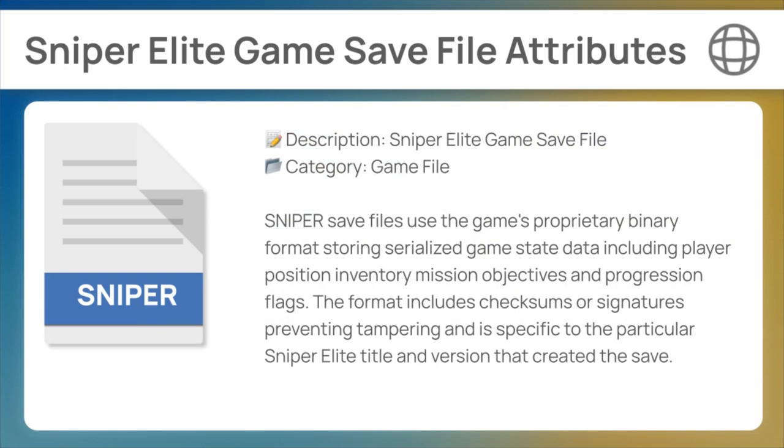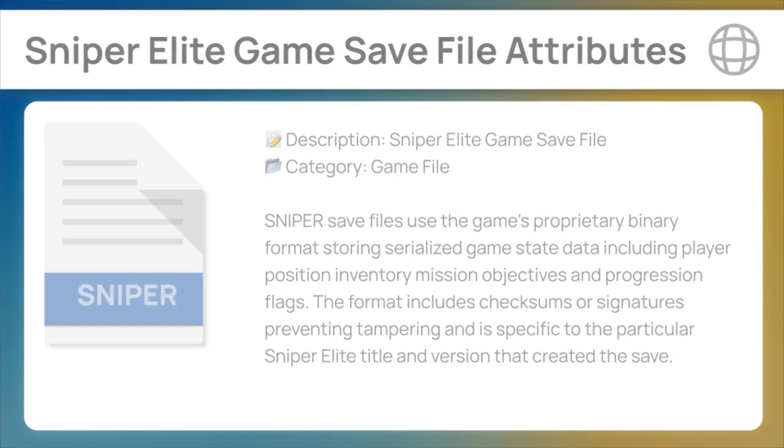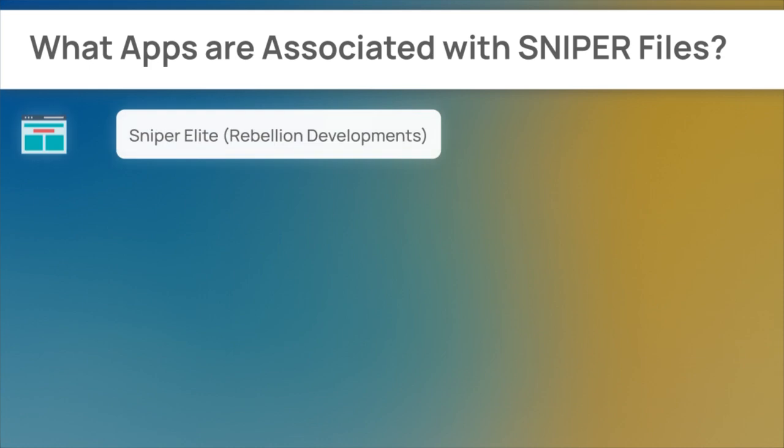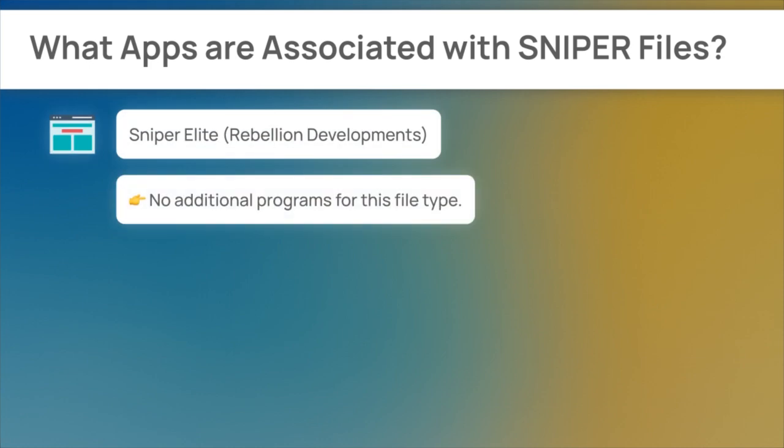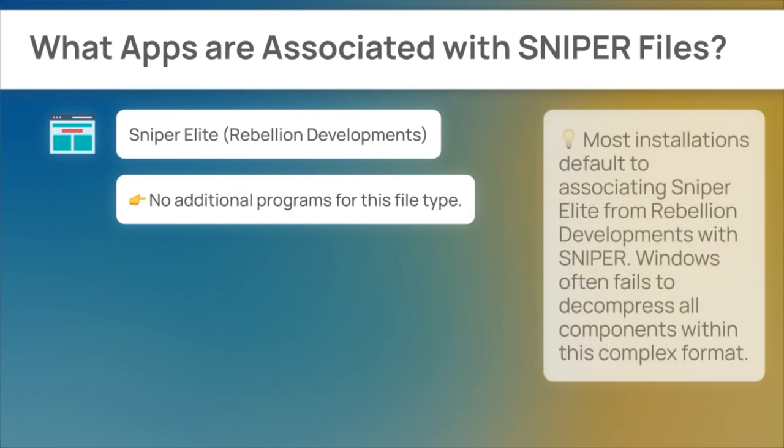The format includes checksums or signatures preventing tampering and is specific to the particular Sniper Elite title and version that created the save. For direct reading of Sniper content, the best choice is Sniper Elite developed by Rebellion Developments. Windows often fails to decompress all components within this complex format. Windows shows only superficial attributes, so accessing real content depends on modding utilities.